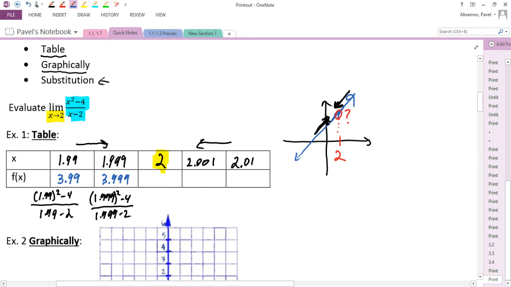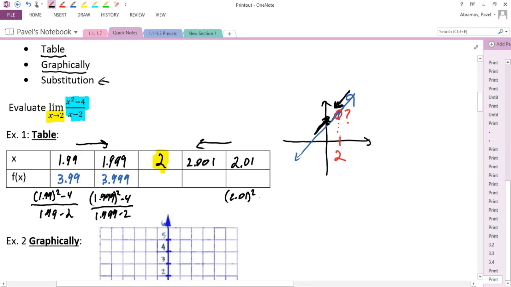But by the definition of the limit, it has to be approaching the same value from both left and right. And it's going to come in very important in the future to make sure that it does both. So now we're going to substitute 2.01. So we're going to be approaching it from the right side.